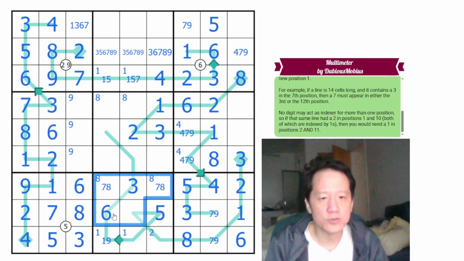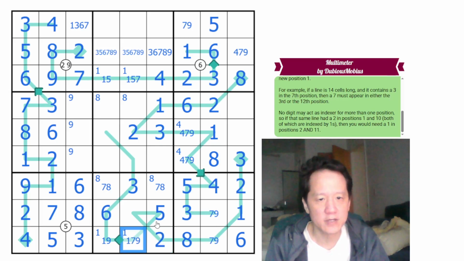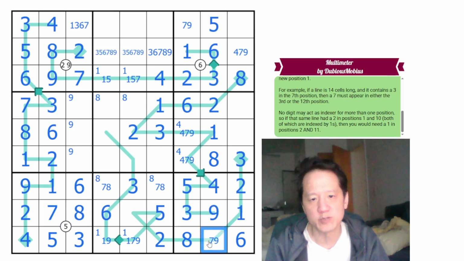Where's the 2? This is saying a 2 has to be in the 6th position. 1, 2, 3, 4, 5, 6. So this is a 2. The remaining digits here are 1, 7, and 9. This can't be 7 because of this 7 here. So this must be a 9, which makes this a 7.